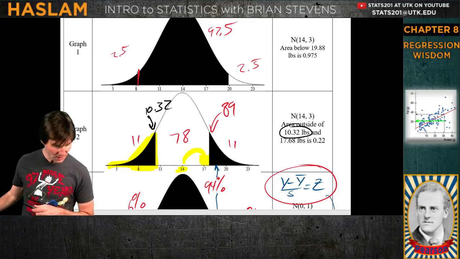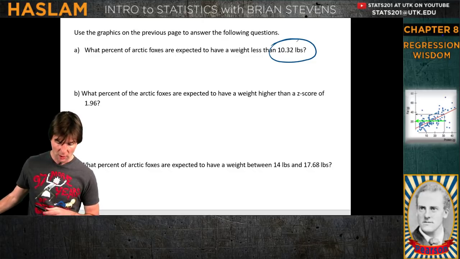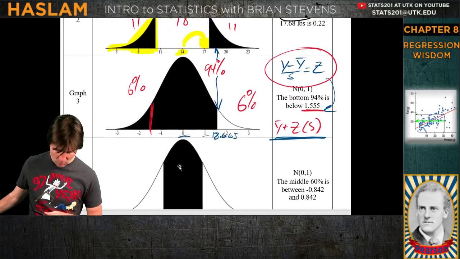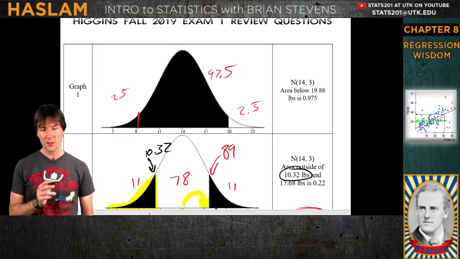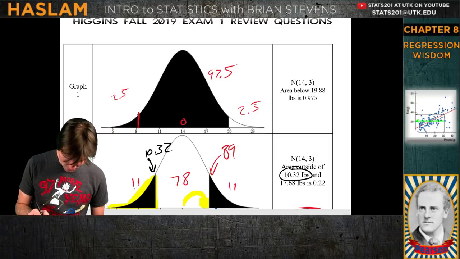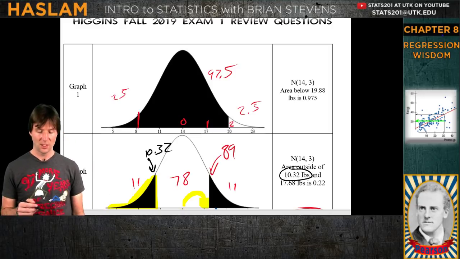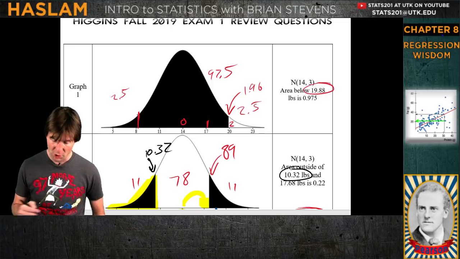Good stuff. Let's take a look at the next question right here. What percent of Arctic foxes are expected to have a weight higher than a z-score of 1.96? So with this right here, where do we have a curve that looks like 1.96 is there? And the answer is the top one. So if you notice, a z-score of 1.96, how did I see this? Because this is a z-score of 0, this is a z-score of 1, and this is a z-score of 2. Does everyone see that? I'm taking a guess that this is about 1.96. Now I know I'm saying I'm guessing that, but let's take this observation and turn it into a z-score.